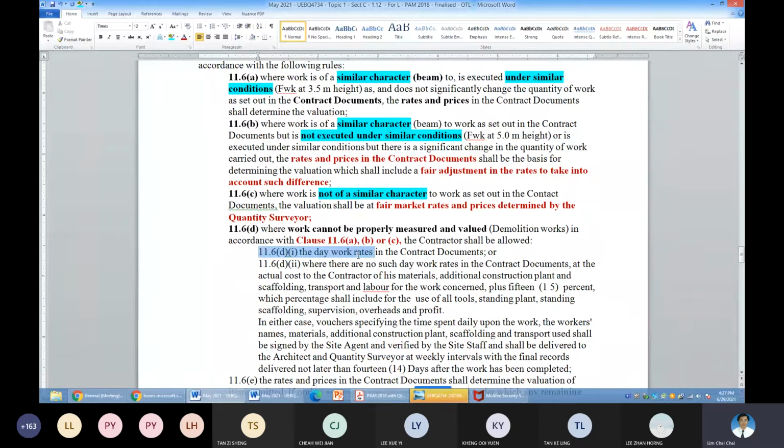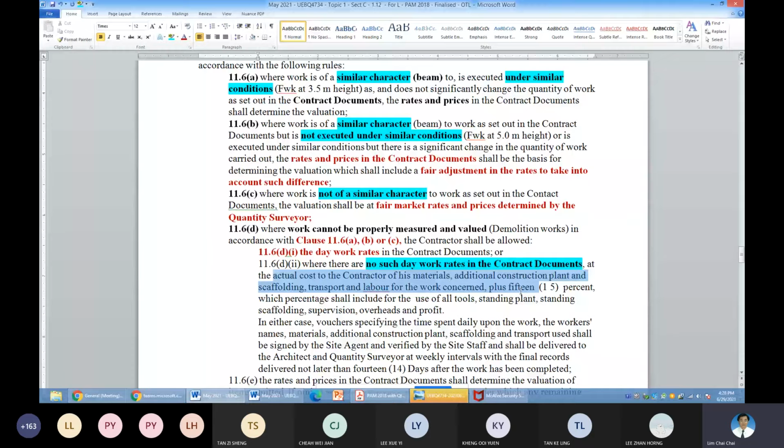Sometimes in your BQ, you have day work rates for your machinery, plant, material, and so on in the contract document. Now, what happens if there is no such day work rate in the document? Then what are you going to do? No choice. That means you are going to do cost plus. Actual cost plus 15% is called cost plus for that particular work.